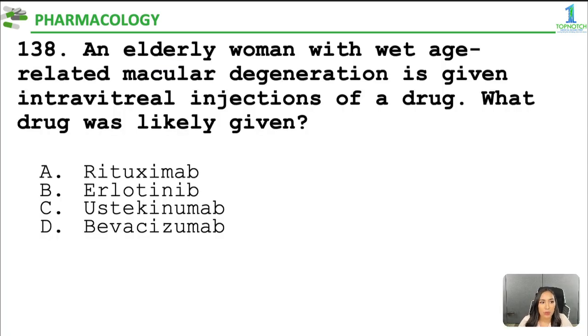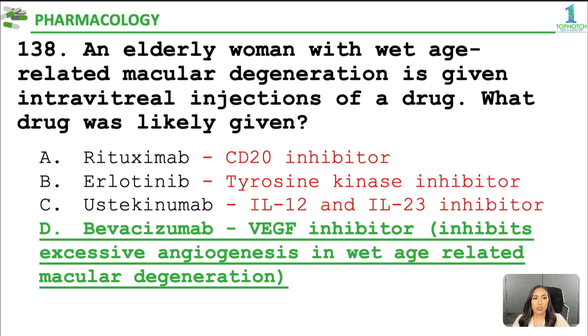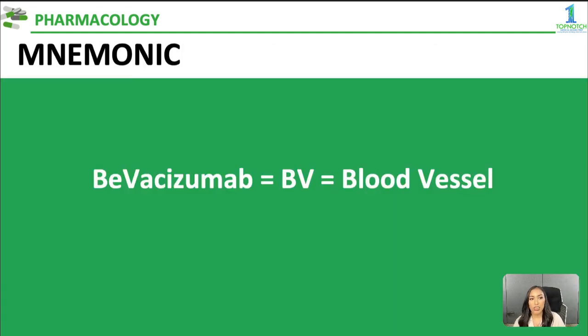An elderly woman with wet age-related macular degeneration is given intravitreal injections of a drug. What drug was likely given? And the answer is D, bevacizumab. Bakit? Rituximab is a CD20 inhibitor. Erlotinib is a tyrosine kinase inhibitor. Ustekinumab is IL-12 and IL-23 inhibitor. Ang bevacizumab, VEGF inhibitor. Therefore, it inhibits excessive angiogenesis in wet age-related macular degeneration. Mnemonic, bevacizumab, BV, blood vessel.